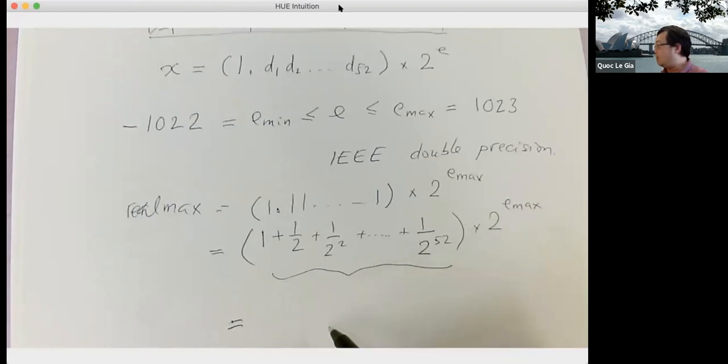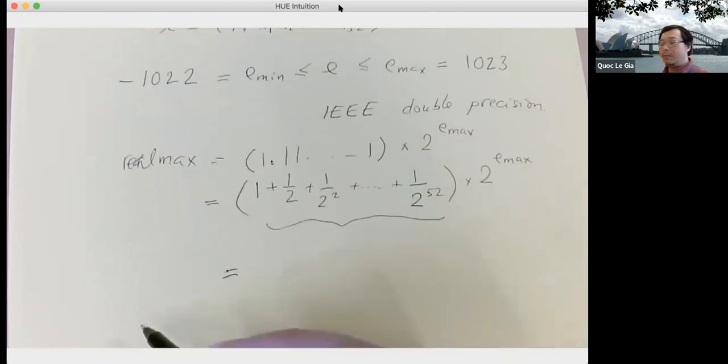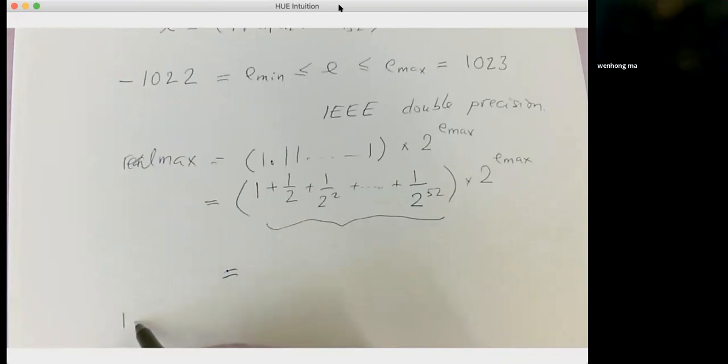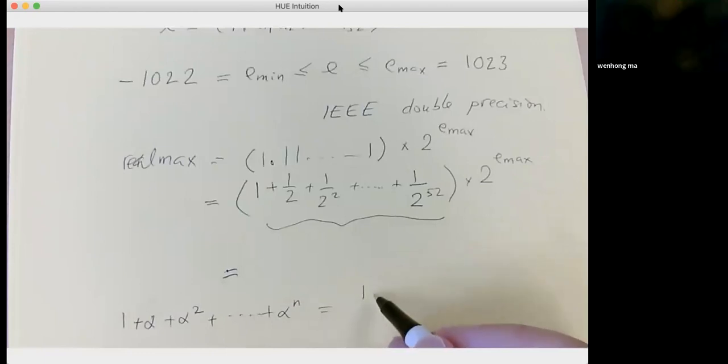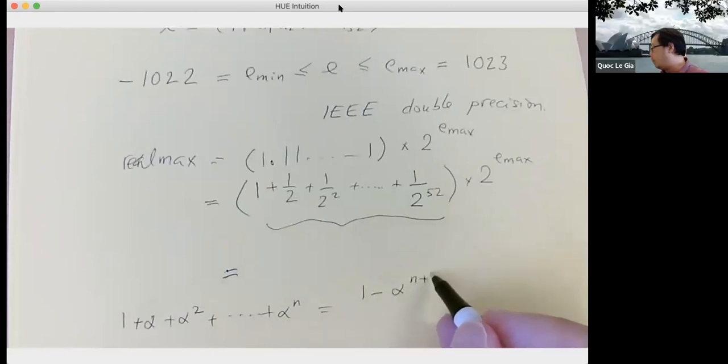Well, not quite. I think, okay, very close. But let me remind you the formula. 1 plus alpha plus alpha square plus dot dot alpha to the n will equal 1 minus alpha to the power n plus 1 over 1 minus alpha.